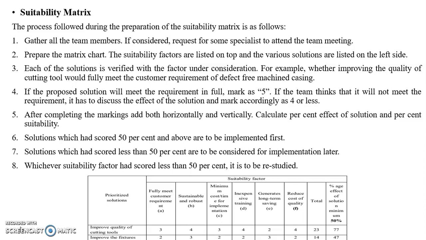On close examination of the table given, the solutions to be taken up on priority: one relates to the cutting tool and the other relates to online checking gauges. Suitability matrix is a tool which is used for identifying and prioritizing the solution.